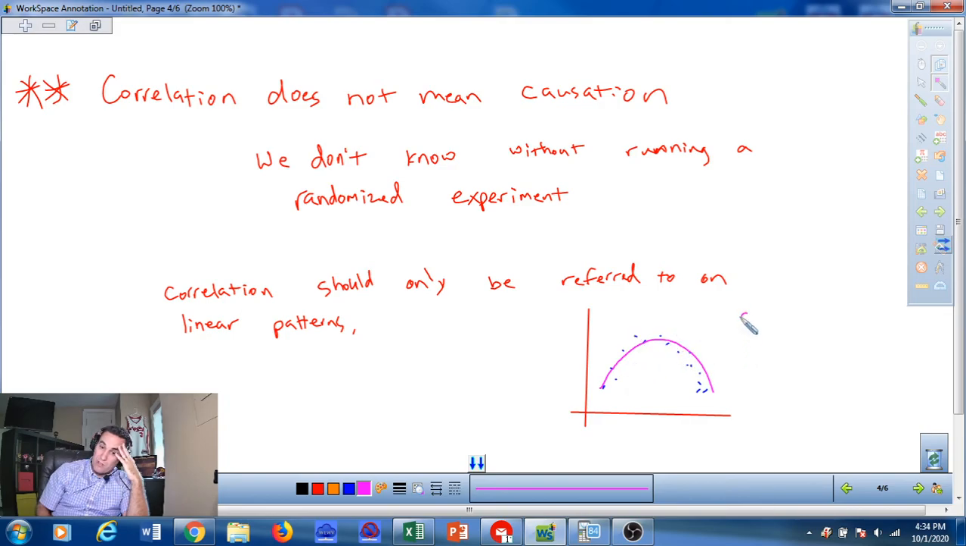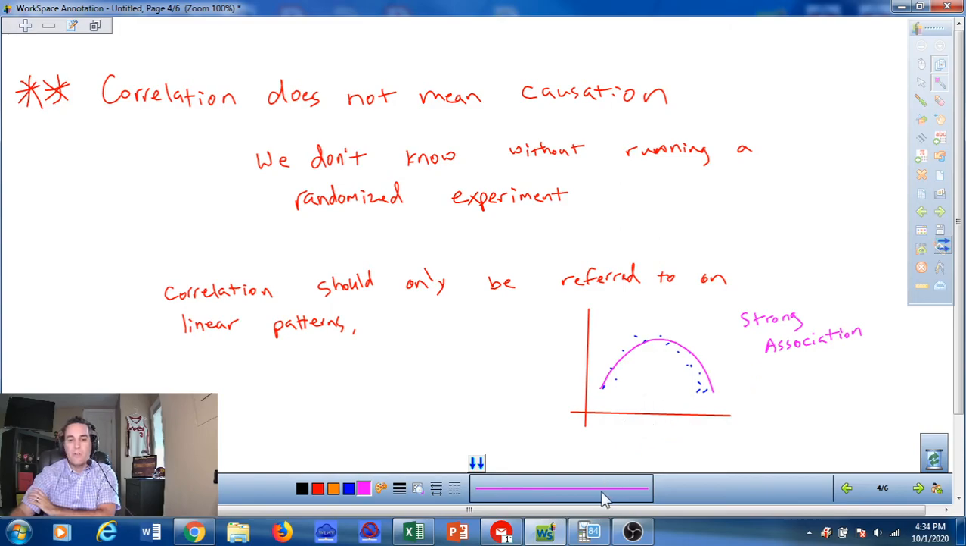So this has a strong association. It definitely follows a strong pattern. That pattern is curved, so just because it's curved doesn't mean it's weak. It can be strong and following a curve. So that's a strong association for a curve. It's not a strong correlation. It is very weak, almost no correlation. So correlation refers to linear patterns. You can refer to association and strong on curve patterns. So that's something that people mess up a little bit.